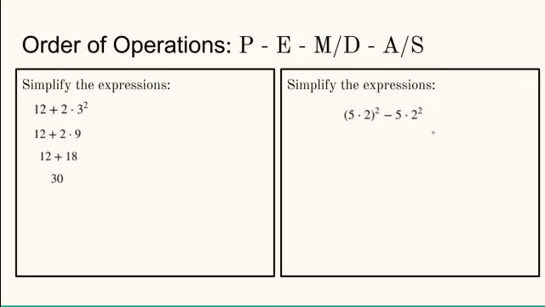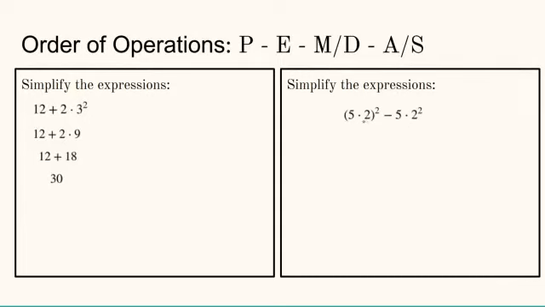Looking here at this next expression, I have the quantity 5 times 2 squared minus 5 times 2 squared, which is different. So the first term is different than the second wad of stuff there. I'm going to do what's inside the parentheses first, and that tells me to do 5 times 2. That's going to be a 10, just leaving everything else as it is. Now I'm going to do my exponents. I'll do the 10 squared, which is 100, and I'll do the 2 squared, which is 4.